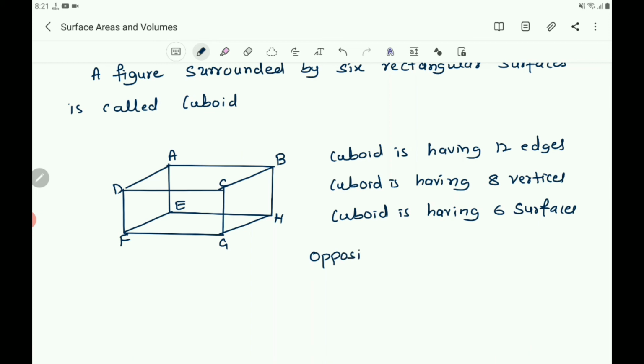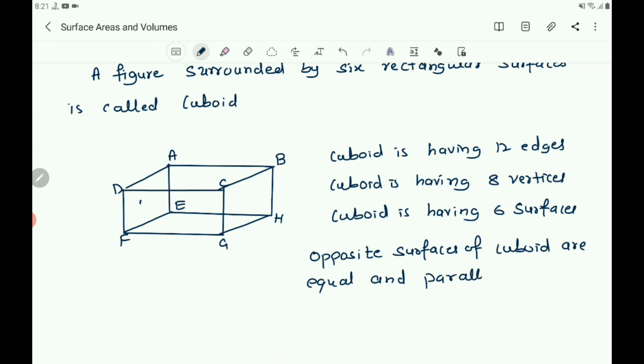The opposite surfaces of cuboid are equal and parallel. Opposite surfaces of cuboid are equal and parallel. See, if you take this and this, these are the opposite surfaces, they are equal and parallel. And this and this, above and below, they are equal and parallel. And this, they are the equal and parallel. So opposite surfaces of the cuboid are equal and parallel.